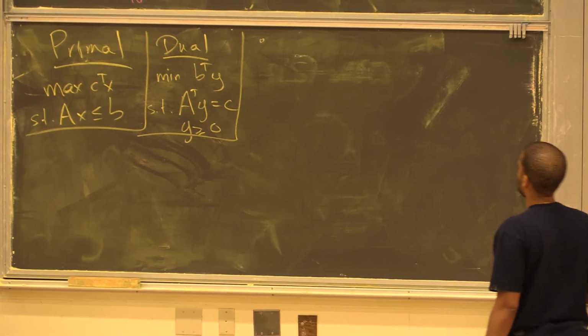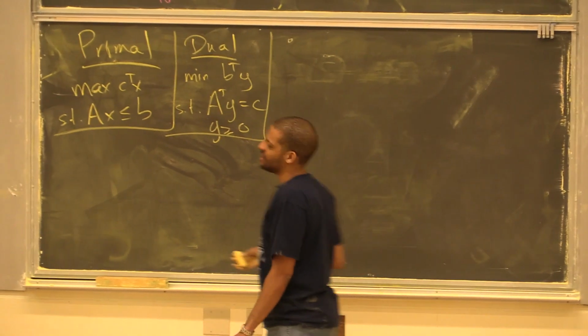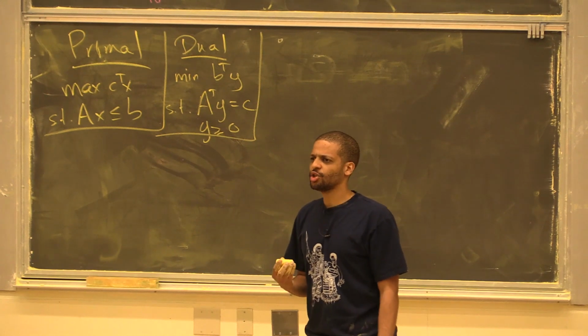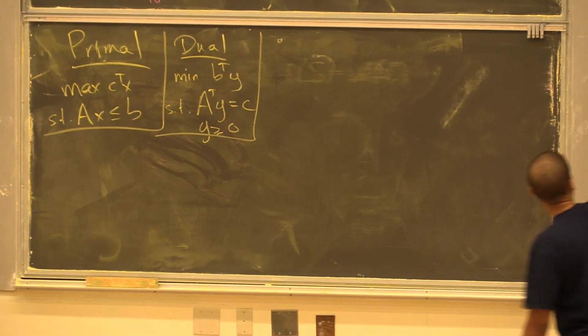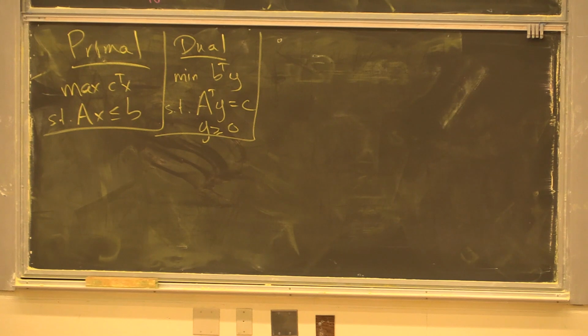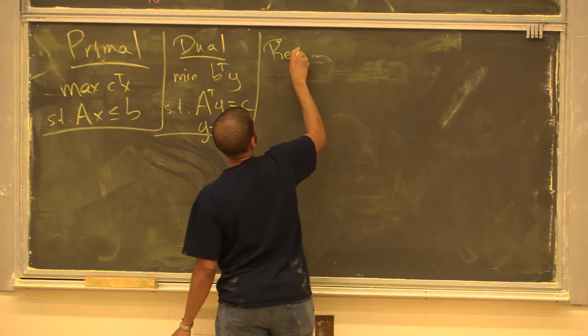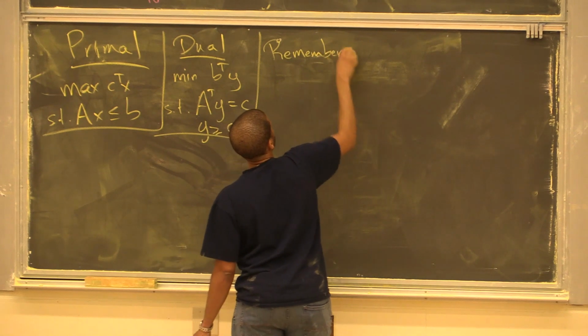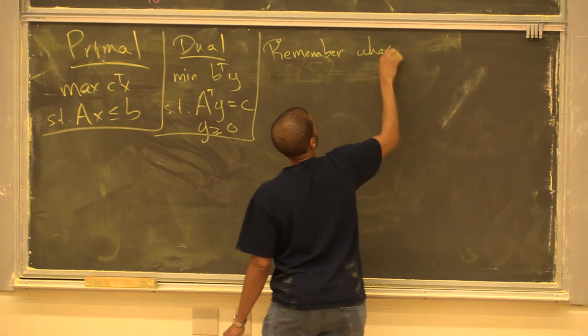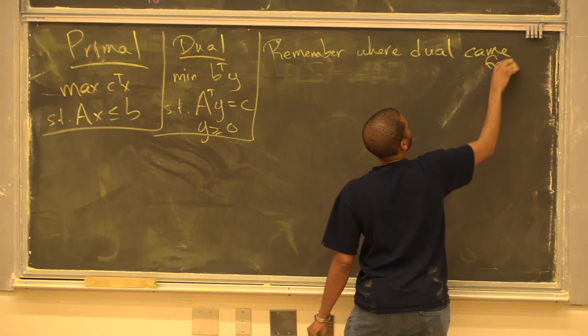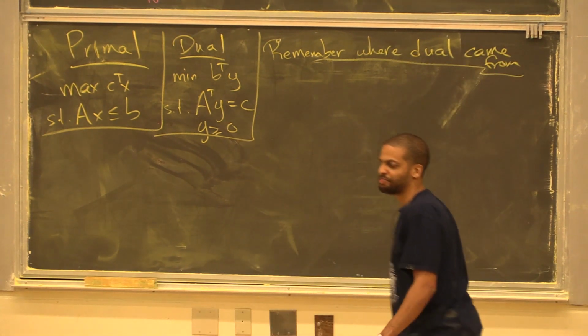Okay. I could also go back to how we define the dual in the first place, and show you what other little shortcuts let you realize how to deal with equalities and how to deal with non-negativity constraints. Just remember where the dual came from. Where did the dual come from?